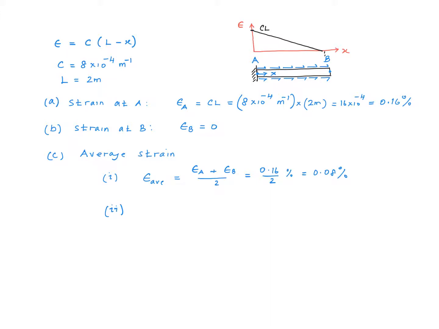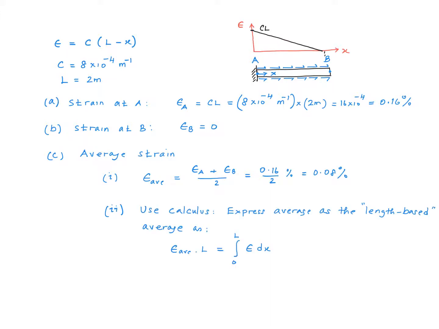Since the strain varies linearly, all we have to do is to take the two values at the ends of the rod, average them out in order to find the average strain for the whole rod, right? So here you get a value of 0.08%, which is the value in the middle of the rod, right here. But if the strain is not linear, then you have to use calculus to find the average. So let's illustrate that here so that you can apply this in problems where the strain is not linear.